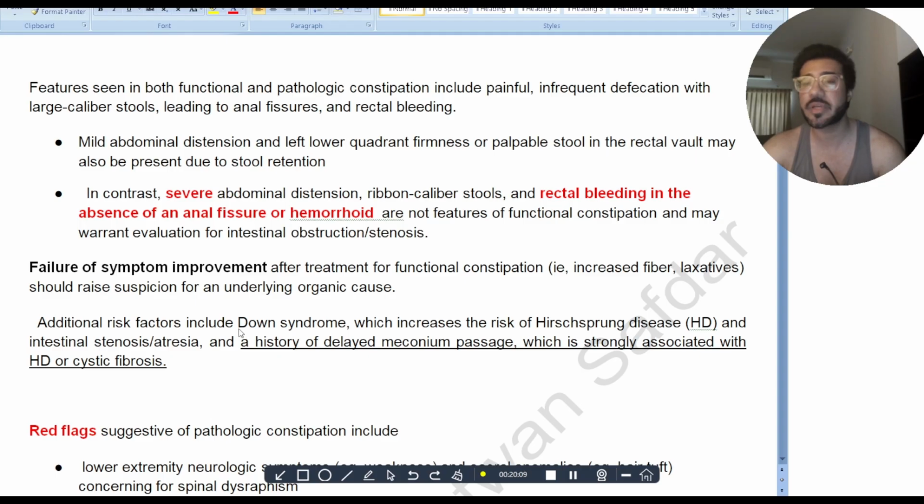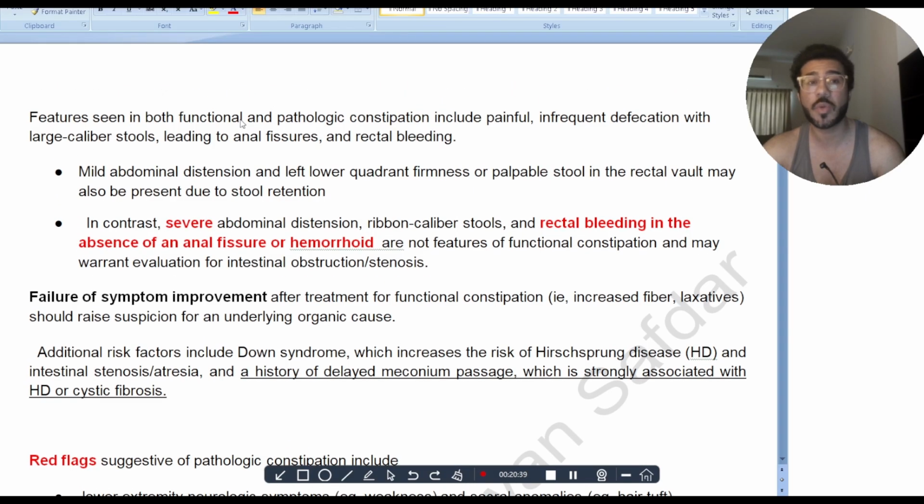And one more thing, if the patient has Down syndrome and has failure to pass meconium, you should automatically go and do an investigation for Hirschsprung disease, because it is really common in patients with Down syndrome. So Down syndrome plus delayed passage of meconium, you do a barium enema, and a history of delayed passage is strongly associated with Hirschsprung disease. And so with delayed passage of meconium, two differentials should be in your mind: Hirschsprung disease and cystic fibrosis.